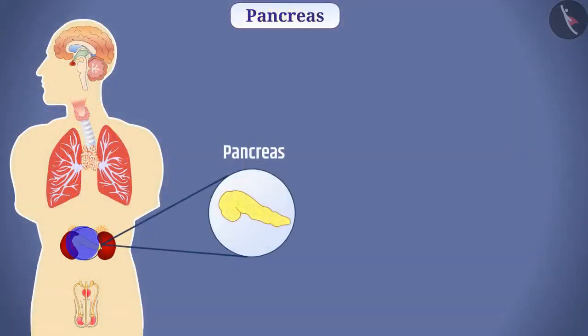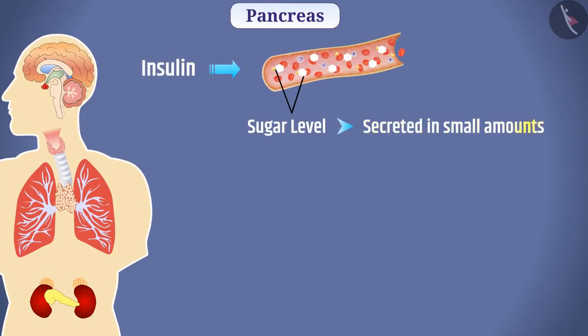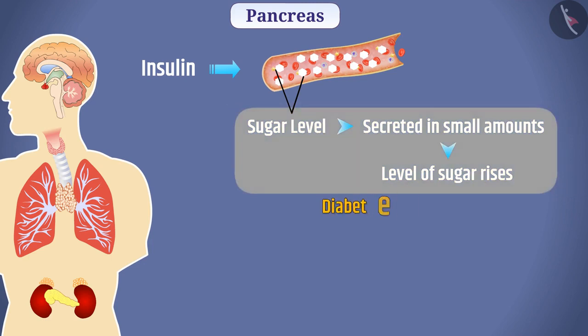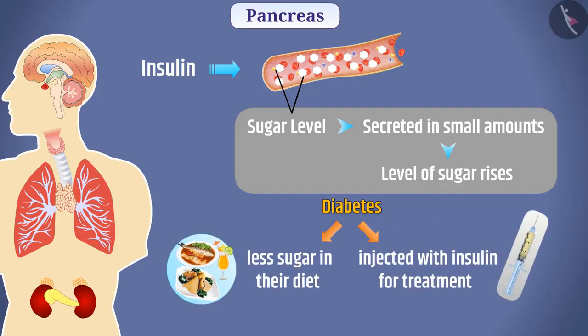The pancreas is present behind the stomach in our body. It secretes insulin hormone. Insulin helps in controlling the sugar level in the blood. If it is secreted in small amounts, the level of sugar in the blood rises. This causes a disease called diabetes. Diabetes patients take less sugar in their diet and are injected with insulin for treatment.